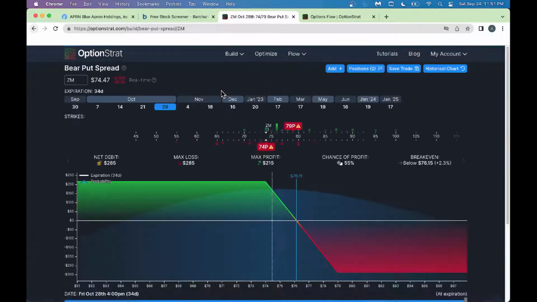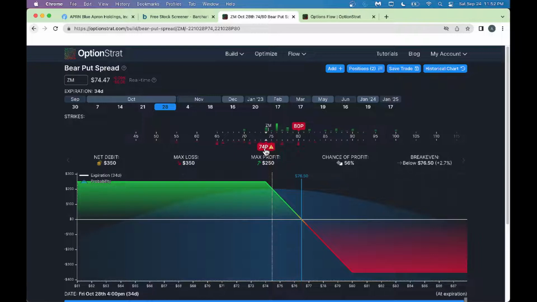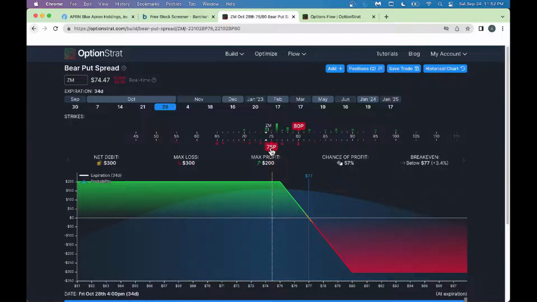Go into a bear put spread here, and you don't need to go so far out. 34 days out is good. Right now the stock price is 74. You could buy, maybe say 80. You can actually buy 80. Let's move it slightly here, and you could say sell 75, and the debit money that you pay here for this bearish spread is $300 here.